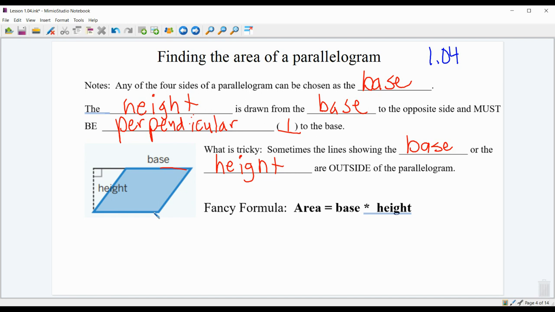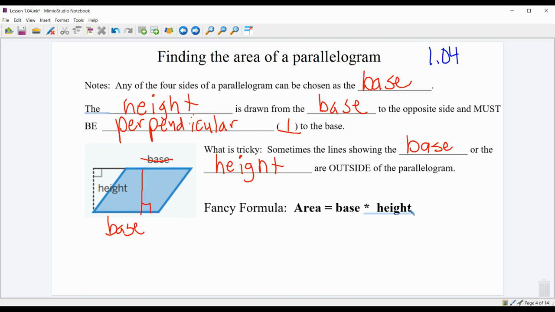I could have just as easily gone from here, dash, to the bottom, and I could have called that the height and showed my perpendicular symbol there. Or I could have chosen, I'm going to cross this one off, I could have chosen this side for the base, and then the height goes down from the opposite side, perpendicular.